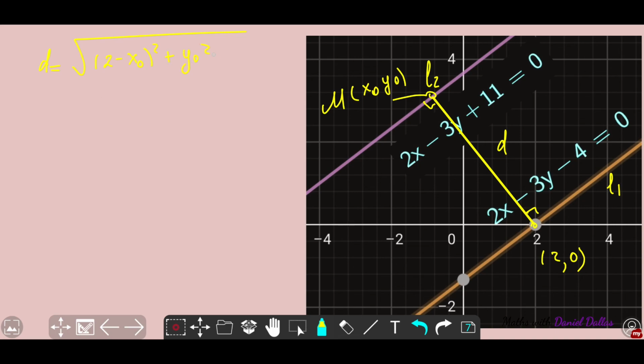What we need to do is know the equation for the line, let it be line 3, that goes through the point M and through the point (2, 0). Knowing the equation, we can establish the coordinates for x0 and y0, and from there we can finally find the distance. Okay, so let's do this.